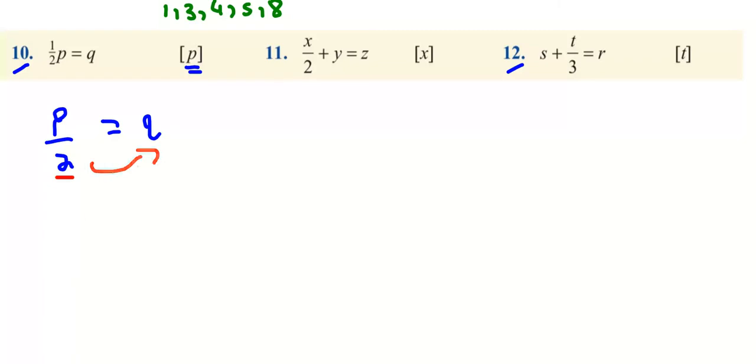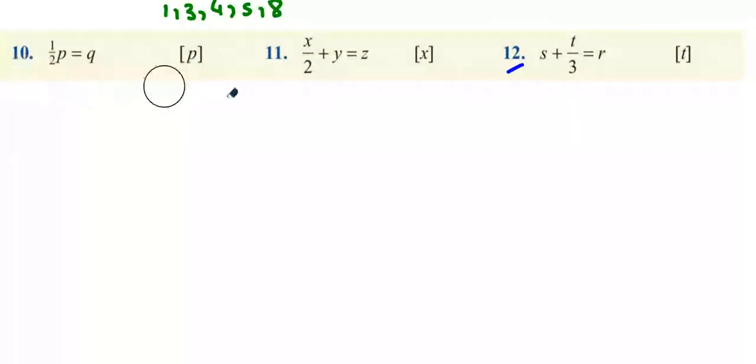Another way of getting the answer is common denominator. The q looks over and says, look, if I put a 2 on the bottom, I must have a 2 on the top. The 2's will cancel. P equals 2q. Done. Next thing we're now on to, guys, is question 12.